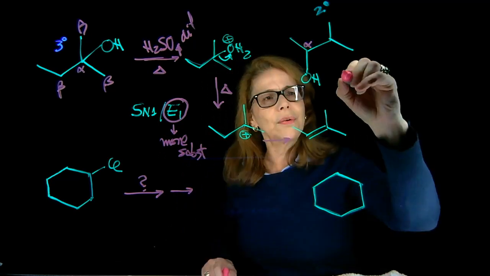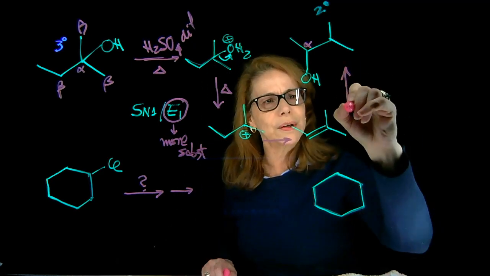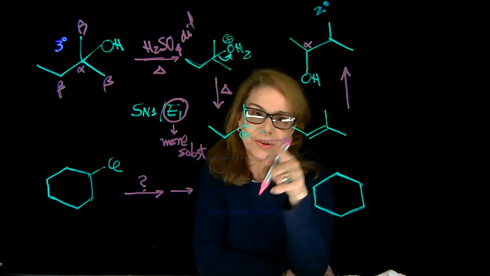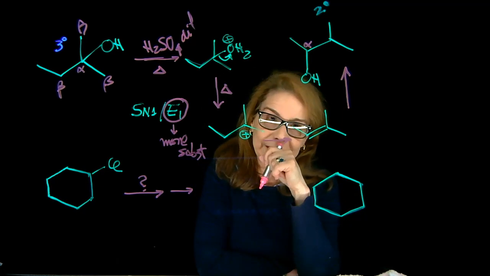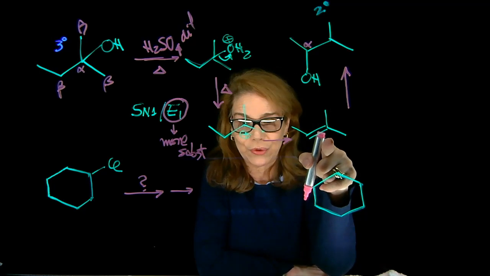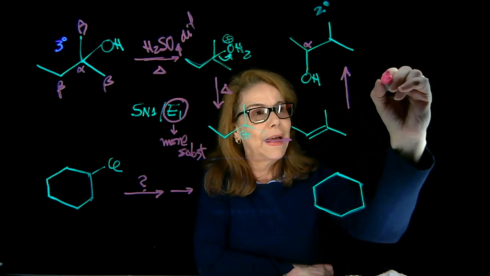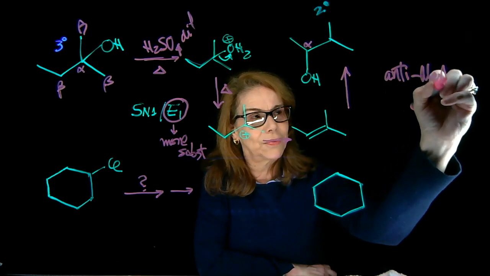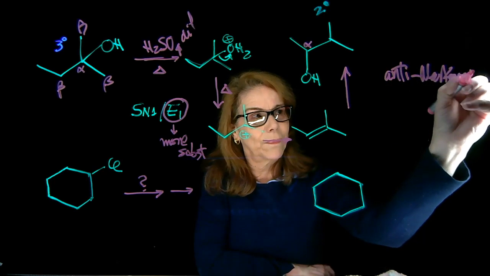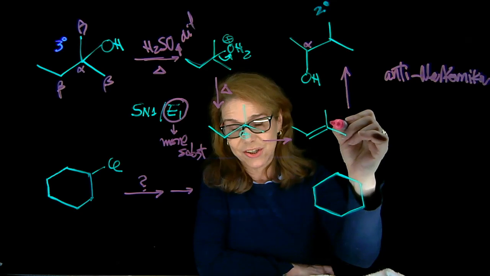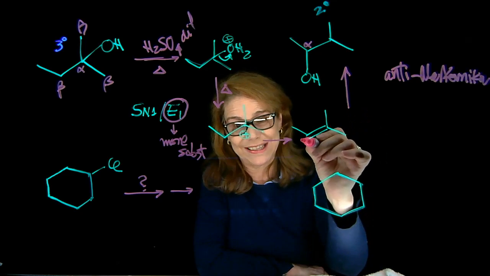Now, what do we need to do to go from here to here? I need to add an OH at this position. To add an OH there, I need to add an H here, on the more substituted carbon. This means that I need anti-Markovnikov regiochemistry, because the H is going to the more substituted carbon and the OH here.